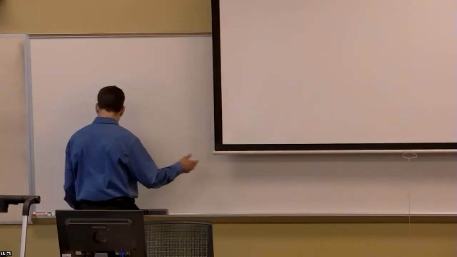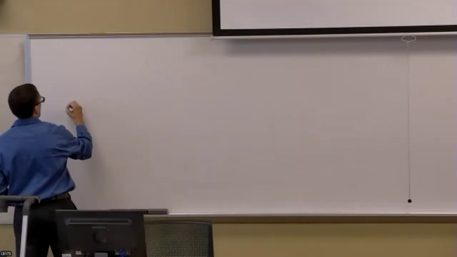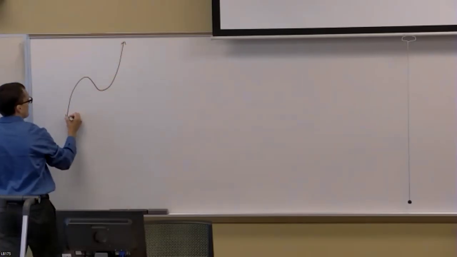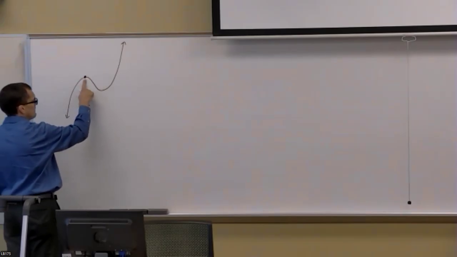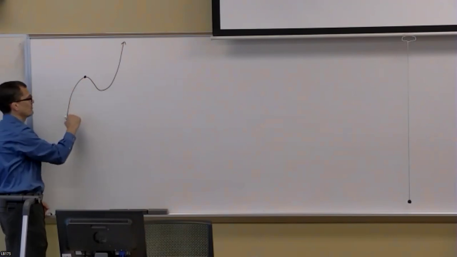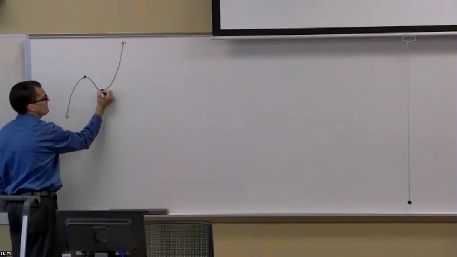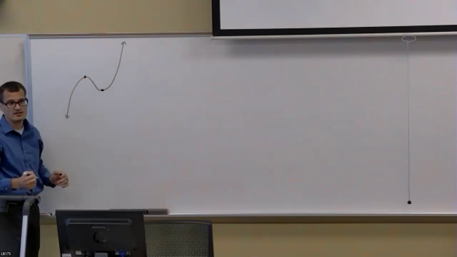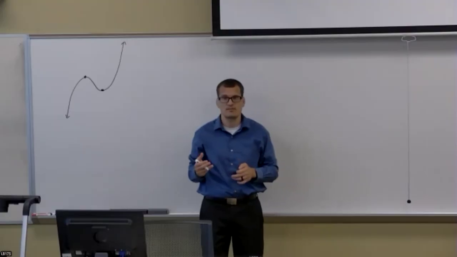So when I talk about a turning point on the graph, let's say we have a cubic function that does something like this. This local maximum is a turning point. It's the spot where I go from increasing to decreasing. And this local minimum is a turning point. It's where I go from decreasing to increasing. So turning points mean going from increasing to decreasing, or vice versa.